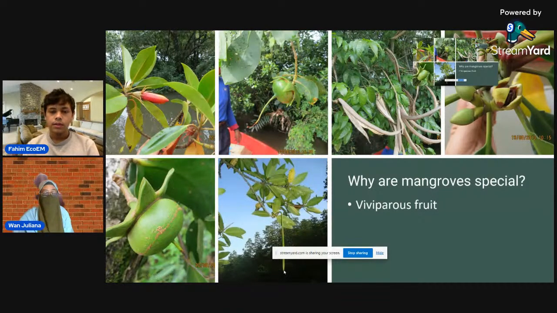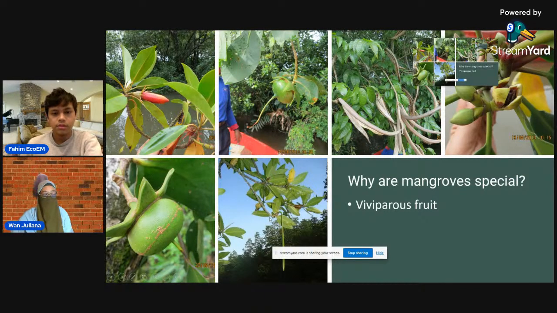And once this fruit falls off from the mother tree, the bottom part of this propagule will start producing roots, and the top part will start producing young leaves. So basically, when it falls onto the ground during low tide, or falls into the sea during high tide, this fruit will quickly start producing its roots and also young leaves, and grow a new mangrove tree.